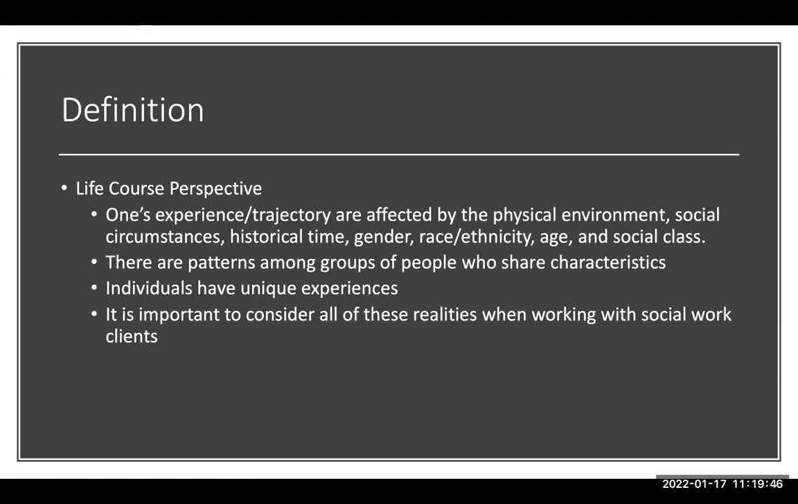See your clients as unique individuals, but some of these concepts are helpful in perhaps offering a direction of exploration for your client. And it is also important to consider that all of these realities when working with social work clients, again, that your clients are not all the same, even if they share similar experiences or they come from the same generational cohort.